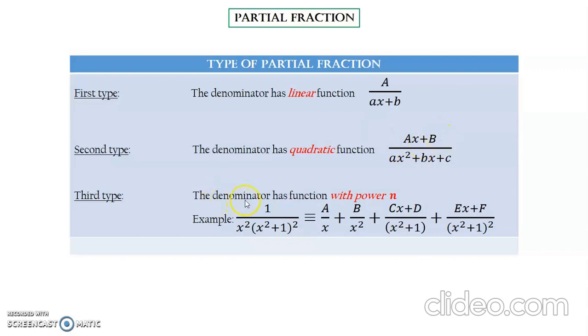Right? Okay, in case denominator function untuk type yang ketiga, dia ada power of n macam ni. So, apa kita boleh buat? Kita akan splitkan. Untuk x kuasa 2, kita akan buat a per x tambah b per x kuasa 2. Okay, untuk function x kuasa 2 tambah 1 kuasa 2, so kita boleh pecahkan kepada cx tambah d bahagi x kuasa 2 tambah 1, and then ex tambah f bahagi x kuasa 2 tambah 1 kuasa 2. Okay, so untuk lebih lanjut, nanti kita akan tengok dalam following example.